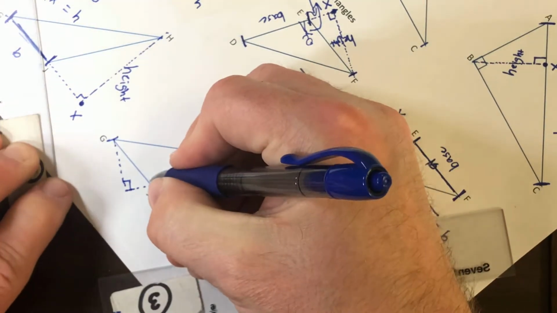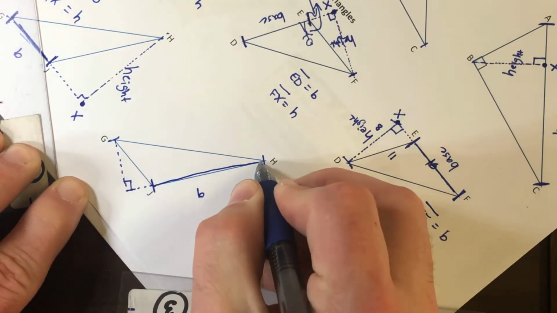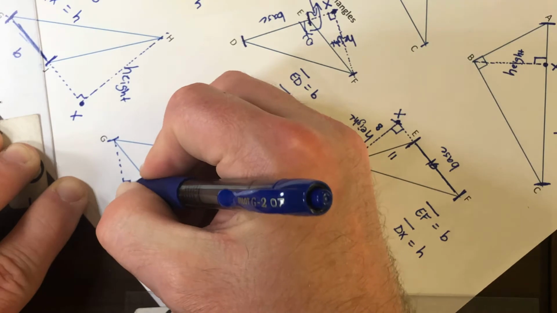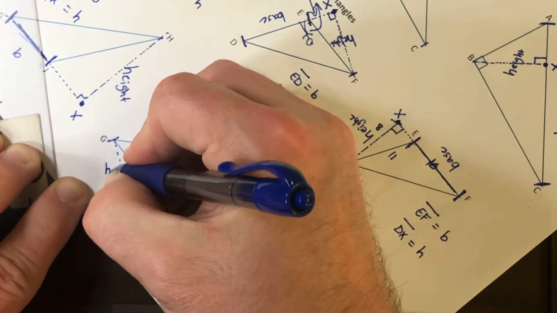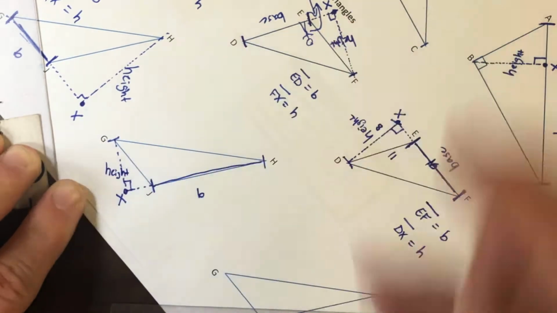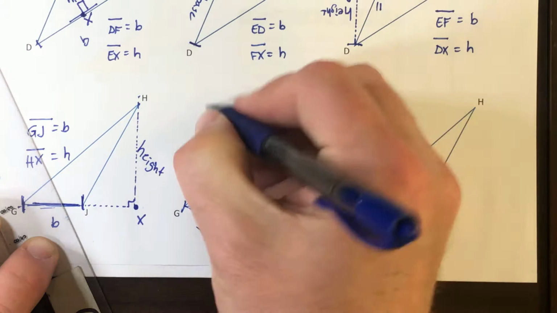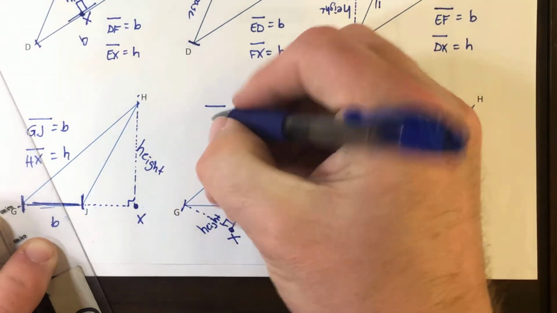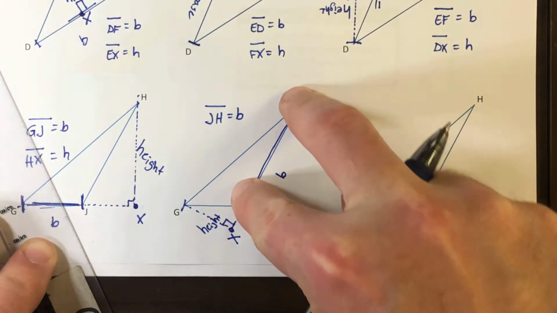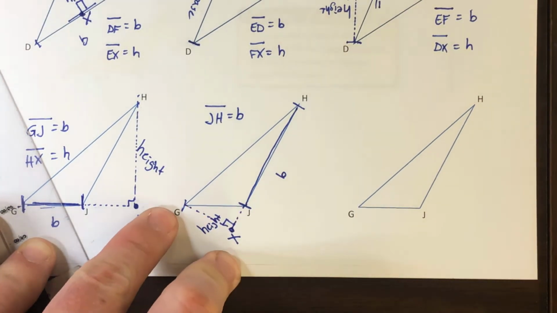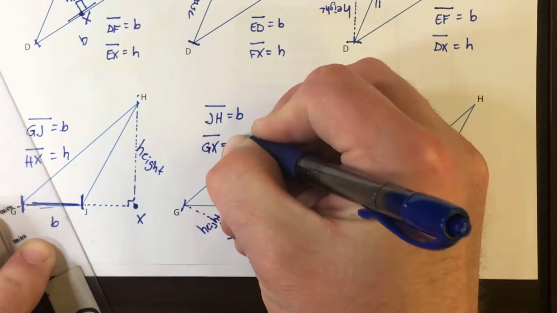So from here to here is my base. This imaginary line from G to point X, we're going to call it, is our height. All right, let's write our identifying letters. Line JH is our base. If that's the base, then the perpendicular line to it is line GX. So line GX is our height.